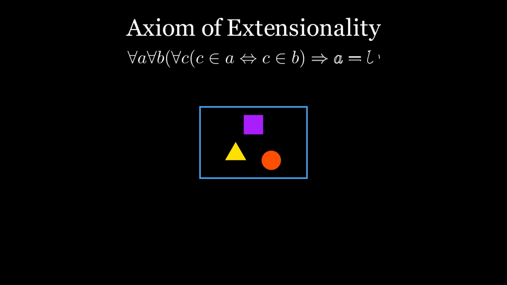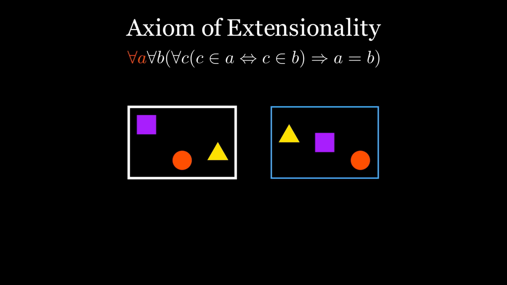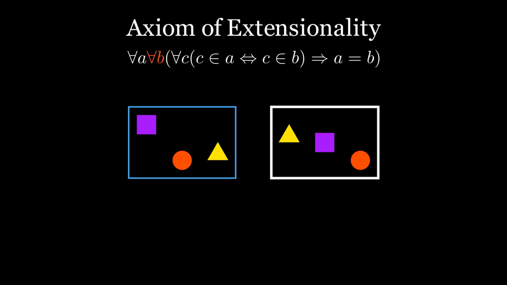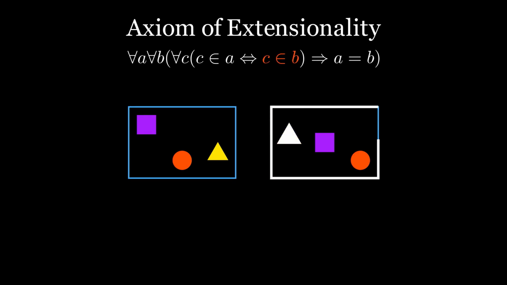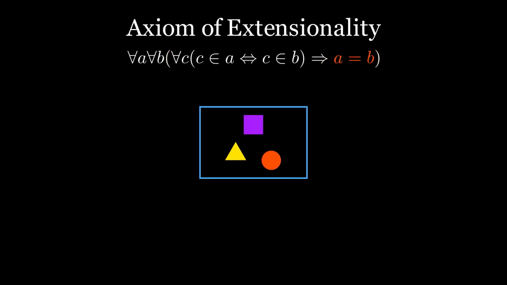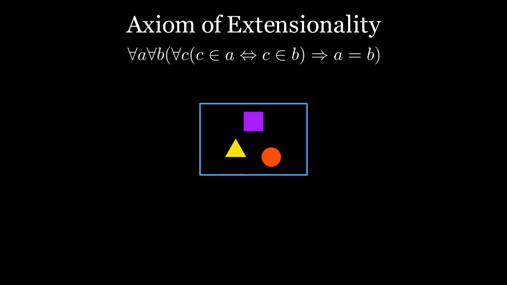Here it is. For every set A and every set B, if for all C, C is an element of A if and only if C is an element of B, then A equals B. It's okay if you need to pause and ponder to figure out how to read this expression, rewind a few times, or come back another time to dissect it. This, of course, also applies to the rest of the rules coming up shortly.